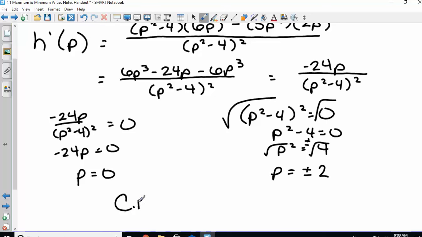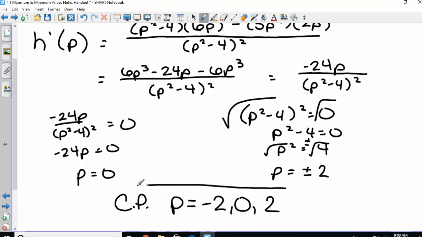So my critical points are not x, p is my variable. -2, 0, and 2. If I were finding maximum or minimum, I would have to test all of those in addition to the endpoints that I gave you. Any questions there? Would you like for me to do any more of these? I put extras on there if we needed them. Yeah. Number 8. Let's look at that one.